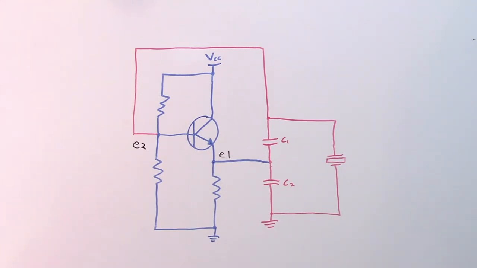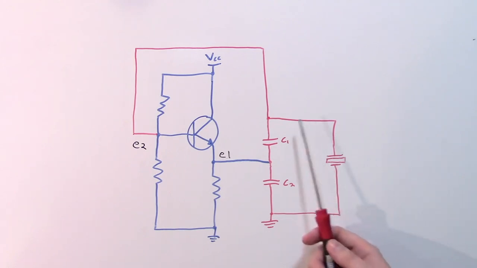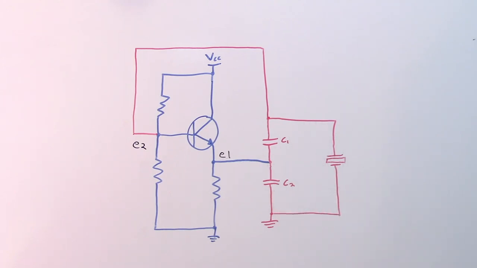Now remember that above its series resonance point, a crystal is going to be primarily inductive. So effectively, we have a very high Q inductor here connected across these two capacitors. So there's going to be some frequency at which this inductance resonates with these two capacitors. So we really just have a simple resonant tank circuit here, and that's what gives us the frequency selectivity in this circuit.